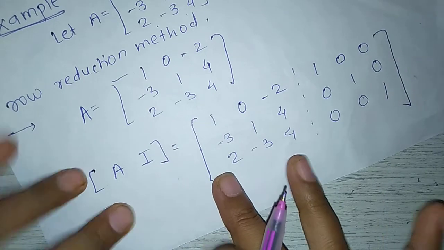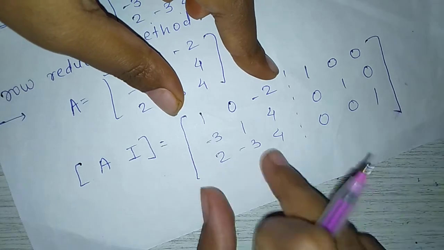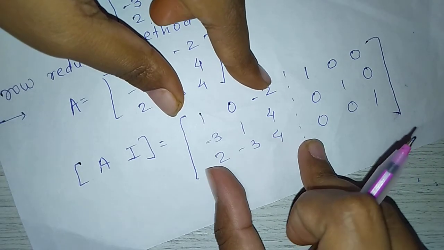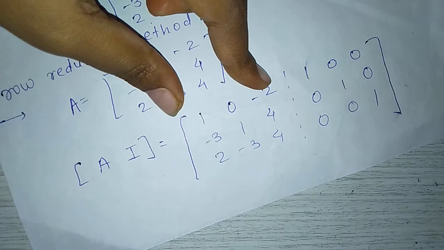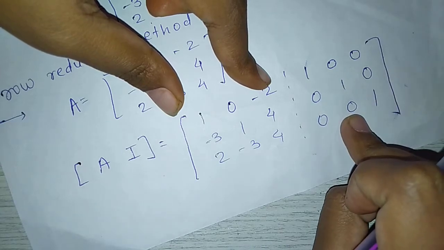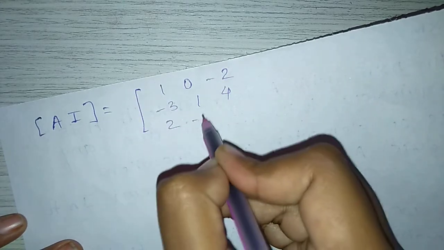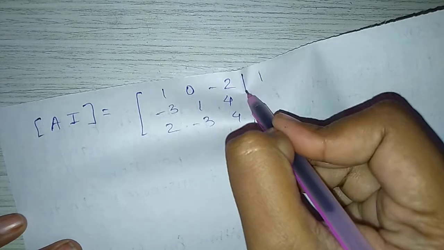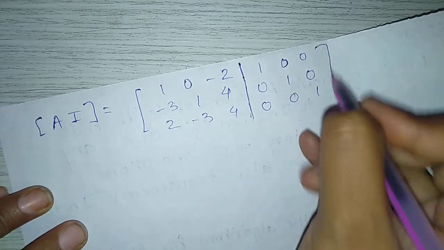In this augmented matrix, we convert this matrix into identity matrix, and when we convert this matrix into identity matrix, simultaneous changes happen in this identity matrix, and the resultant matrix in the last step is nothing but the inverse of A. A augmented identity matrix, minus 3 1 4, 2 minus 3 4 augmented. Now apply elementary row operations.